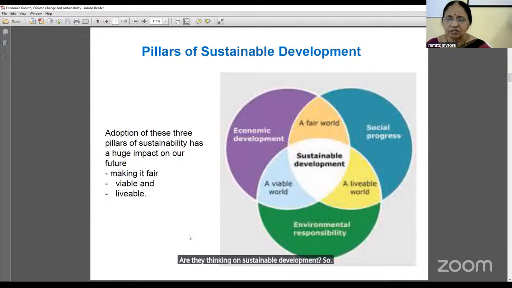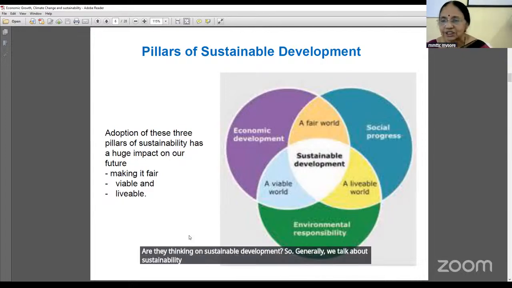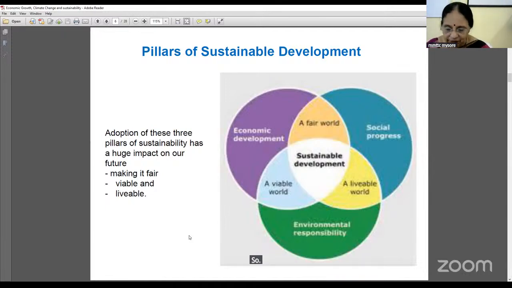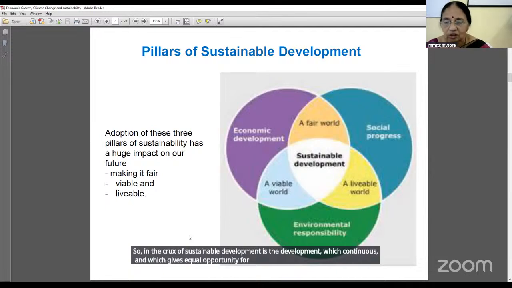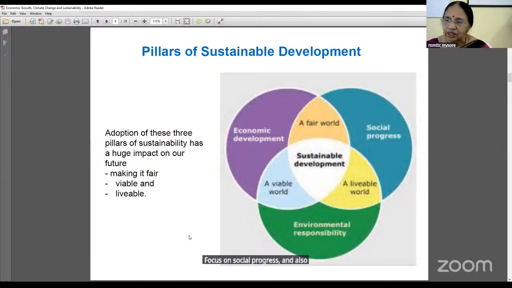So generally, everybody talks about this is not sustainable. Sometimes even in our general conversation we say that it is not sustainable, it doesn't last long, like that. So the crux of sustainable development is the development which continues and which gives equal opportunity for this generation and also for the next generation. So to do that, we have to focus on economic development, of course. We should also focus on social progress, and also we should have environmental responsibility.